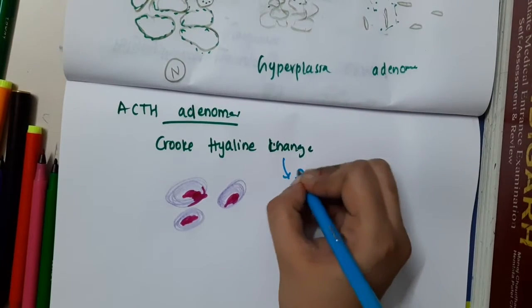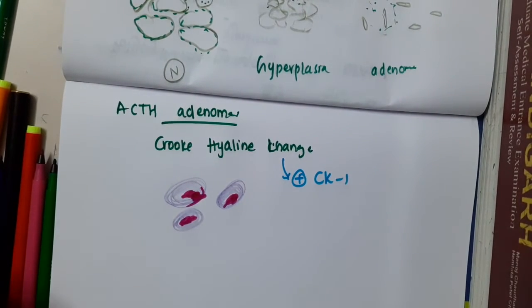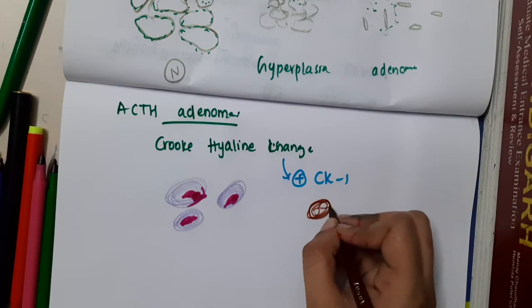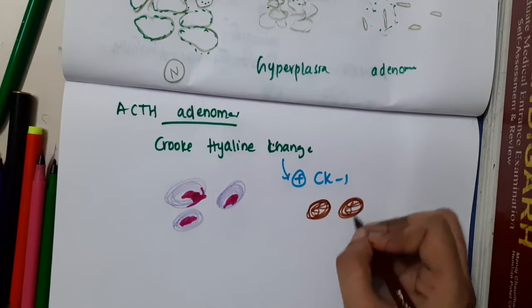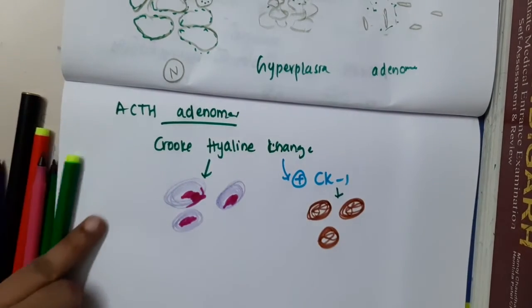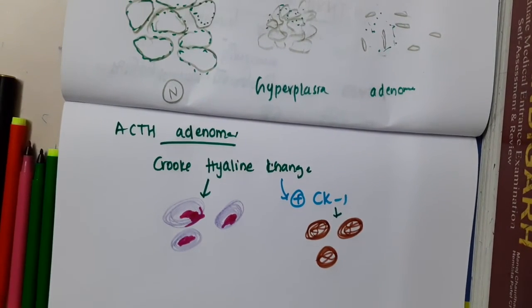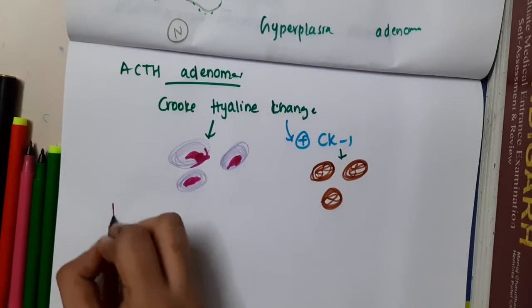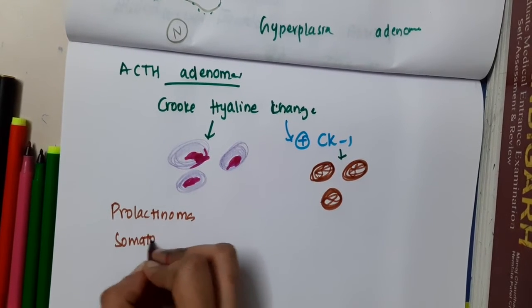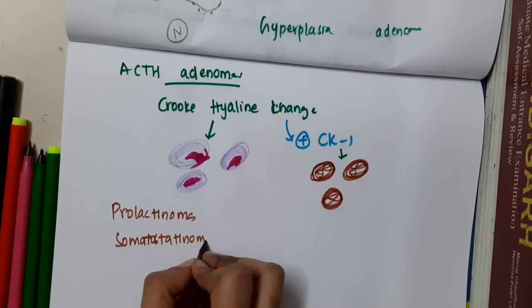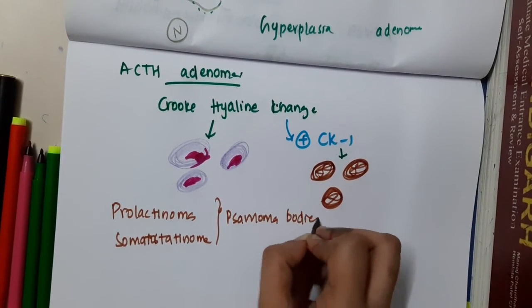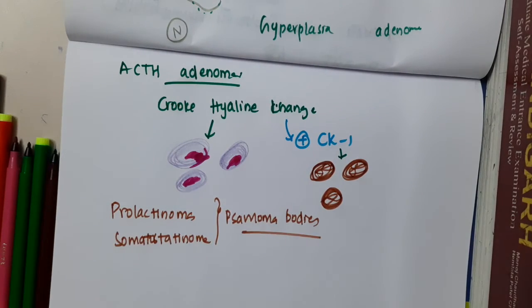This is positive for cytokeratin. If you do a cytokeratin staining to these cells, it looks something like this. So these are cytokeratin positive. These are Crooke hyaline change which you can see in ACTH adenoma. One more important thing is that prolactinoma and somatostatinoma will show psammoma bodies. Okay, so this is about the ACTH adenoma. Thank you for watching.